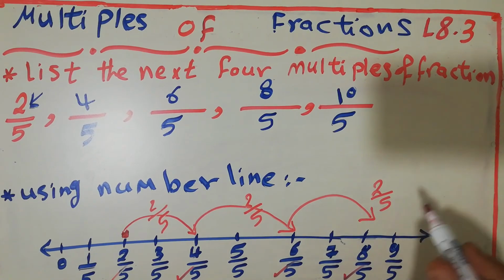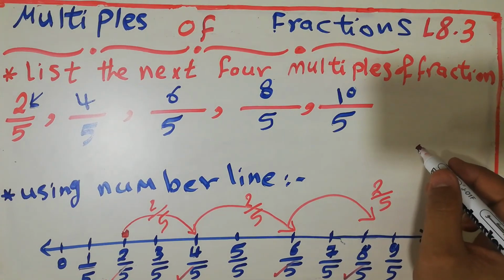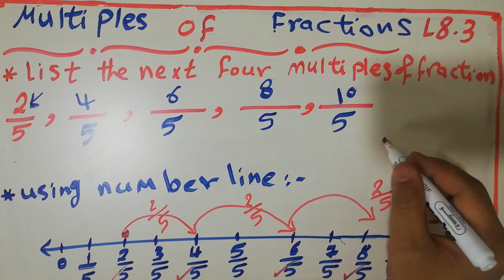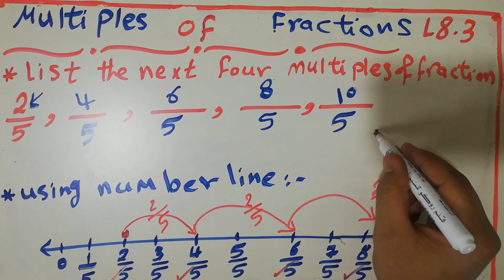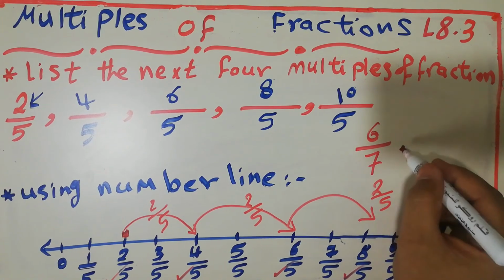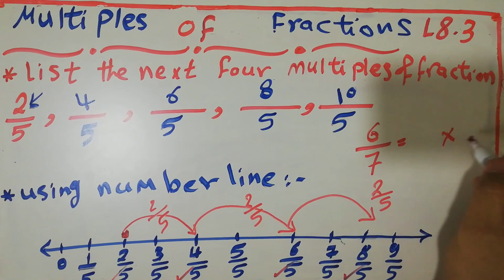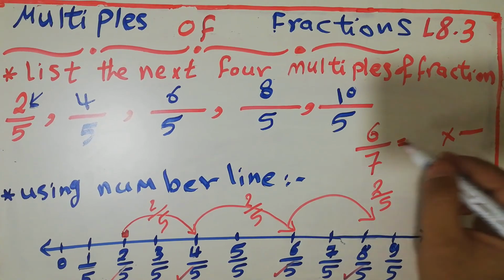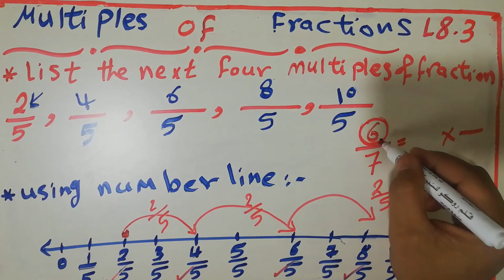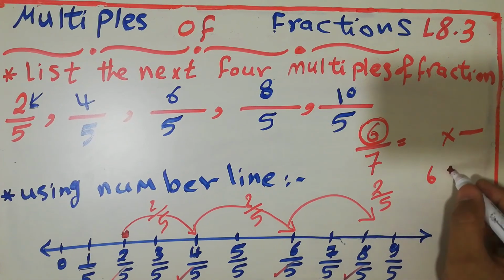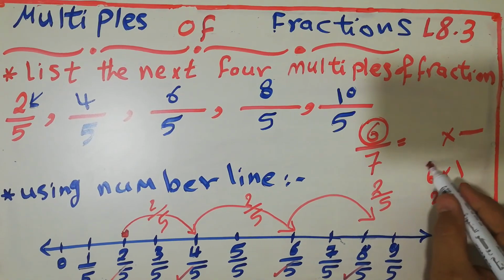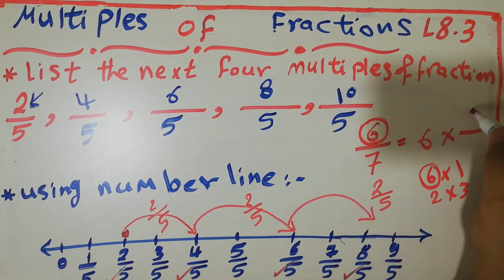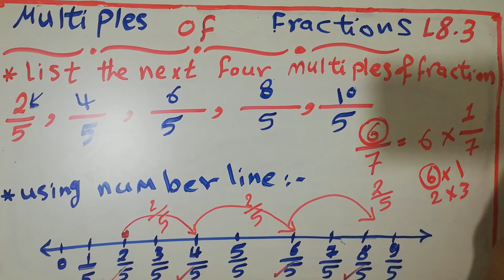Okay, understood? If you want to know how you can write any fraction as a product of a whole number and a fraction, for example, if you have 6/7, how can we write this as a whole number multiplied by a fraction? Then we look here at the numerator 6. 6 equals what? 6 equals 6 by 1 and equals 2 by 3. Then we can write here 6 as a whole number, and we write here 1 over 7. Or the inverse, we can write here 2 and 3 over 7, and so on.